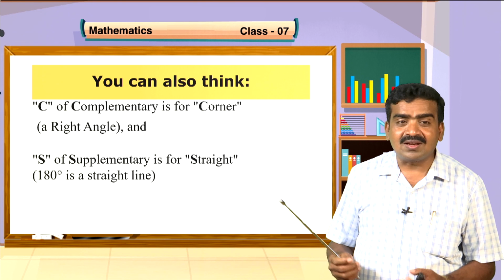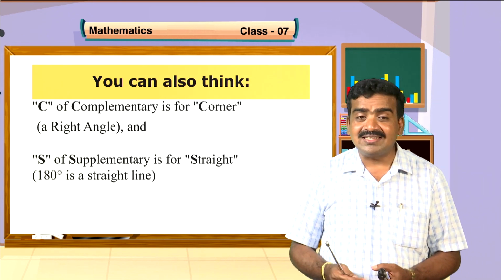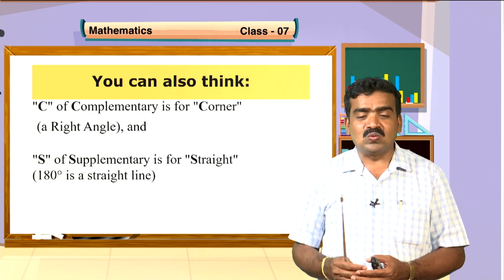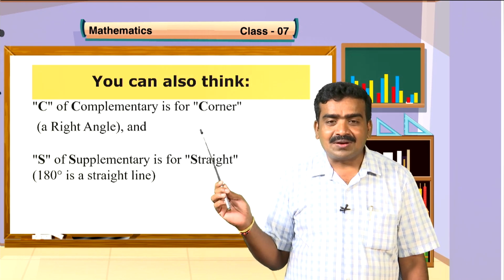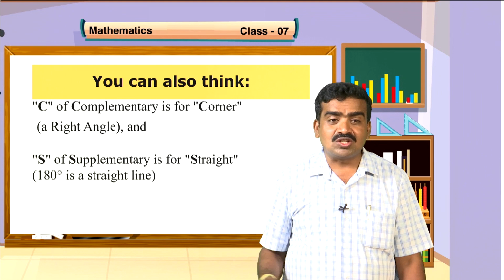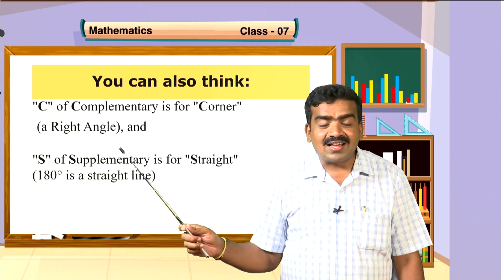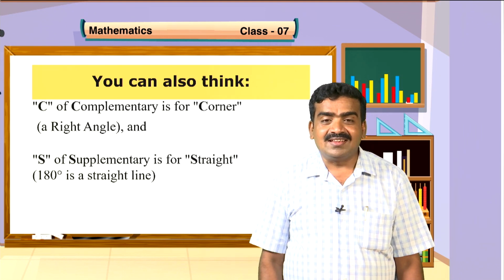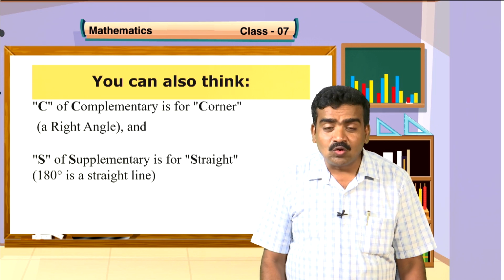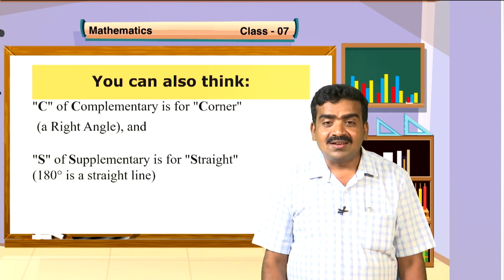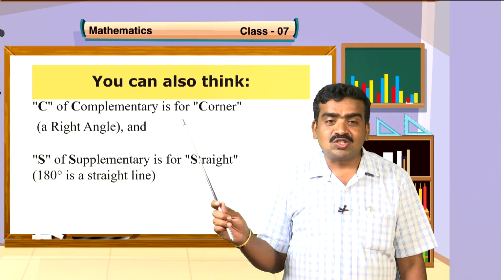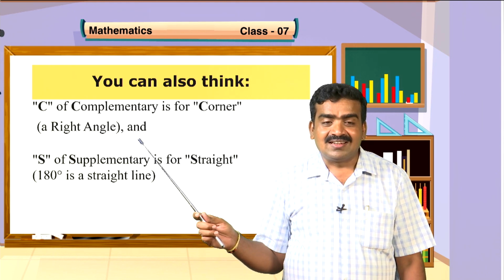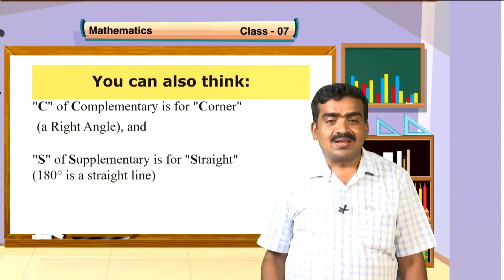How to remember complementary angle and supplementary angle easily? Here is a clue. C of complementary is for corner. What does a corner angle measure? You are right. A corner angle measures 90 degree. If you take the corner of the room, the corner of the table and the corner of your desk, all corners measure 90 degree.